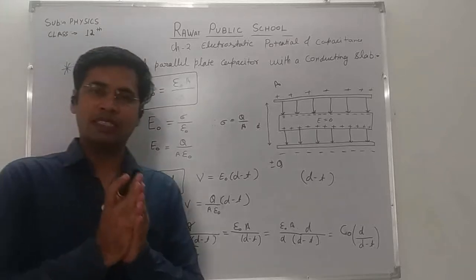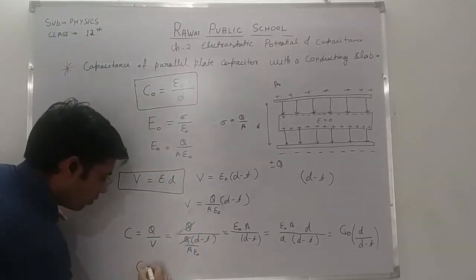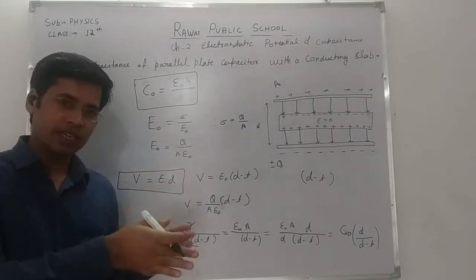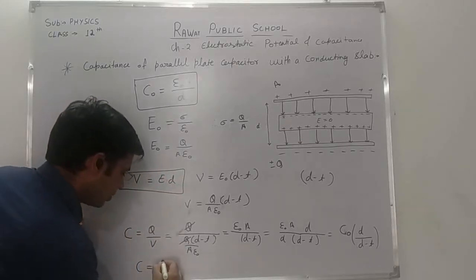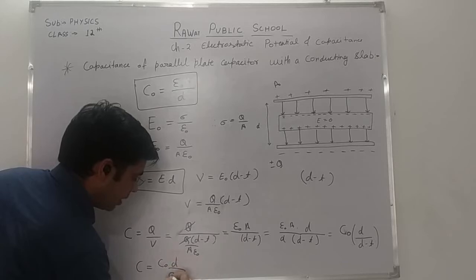That means we can say that the capacity of the parallel plate capacitor, when we insert a conducting slab inside its plates, is C naught d divided by d minus t.